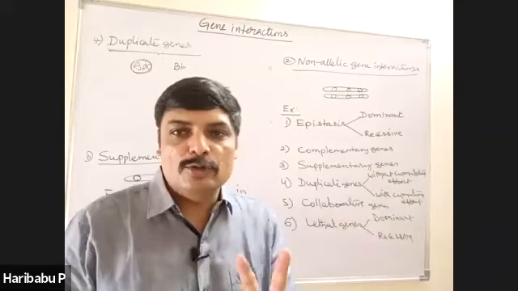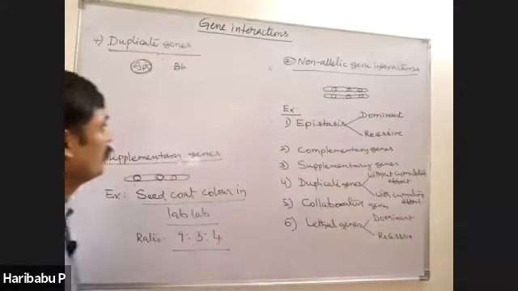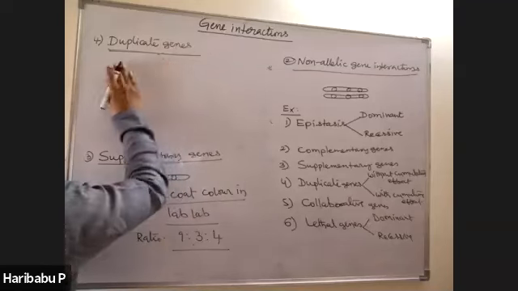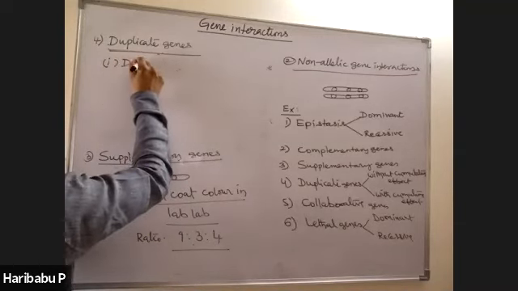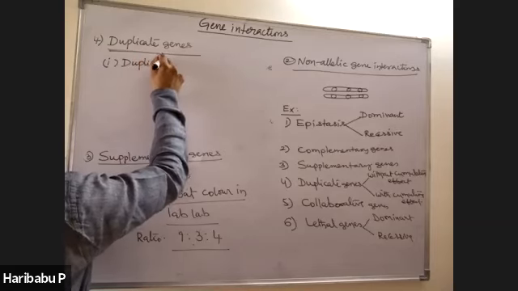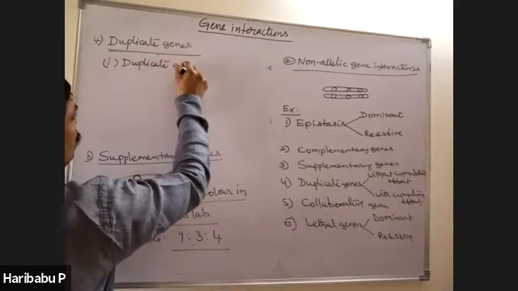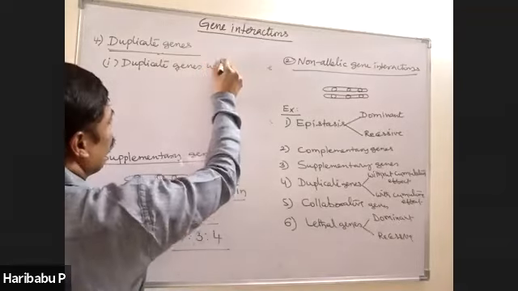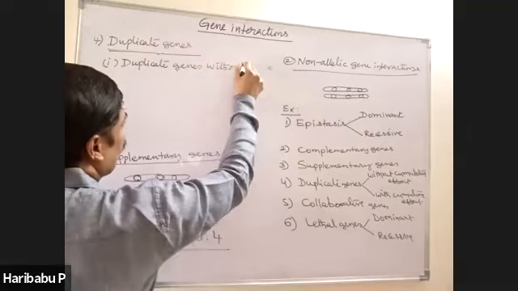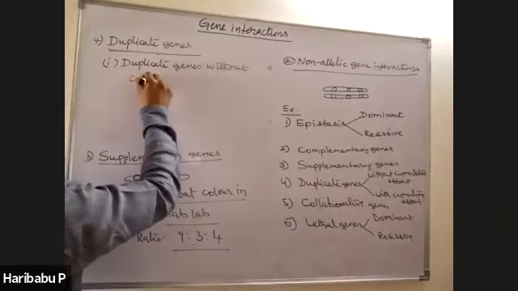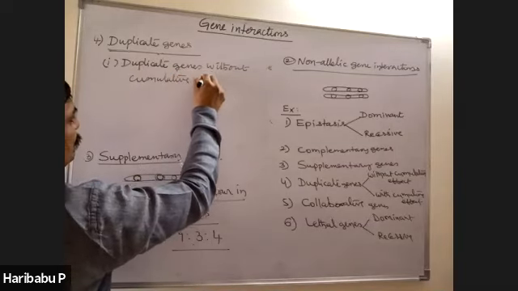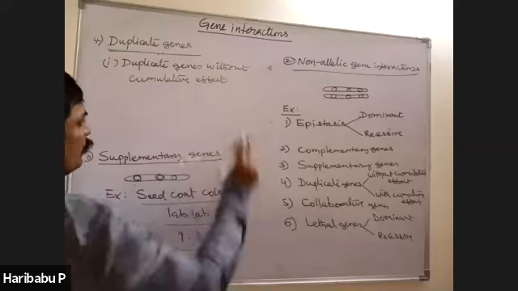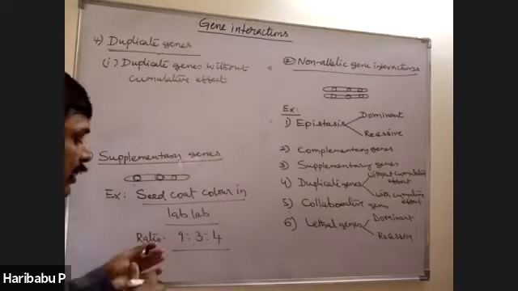These are divided into two types. One, duplicate genes without cumulative effect. Duplicate genes without cumulative effect.